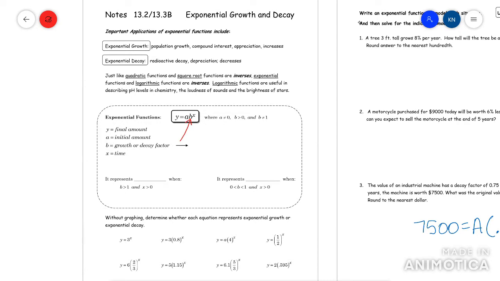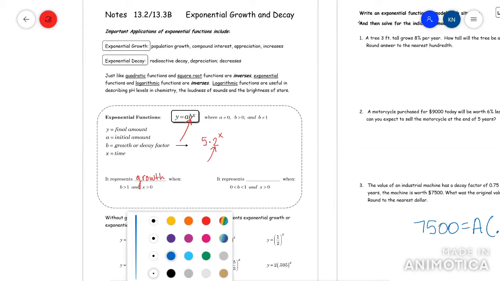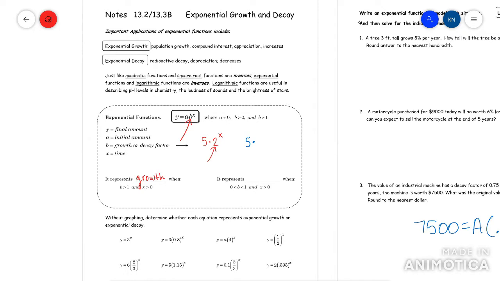All right, so if it's greater than 1, say you had something like 5 times 2 to the x, it's growth. Things are getting bigger over time. Whereas if it was less than 1, like say 0.72 or something, that's going to be decay. So you're looking at the number with the exponent really in terms of figuring out if it's growth or decay.